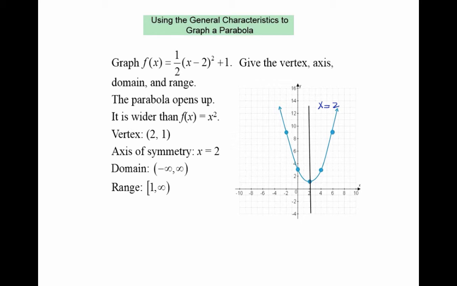It has to be a vertical line. And the domain would be the value of x. So this parabola gradually increases and covers all the numbers on the x-axis. So the domain would be all real numbers. So we can write it in interval notation. And the range would be right from here up. So it would be all the numbers from 1 to infinity. That would be the range for this parabola.